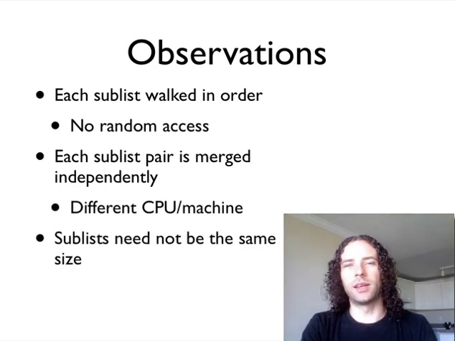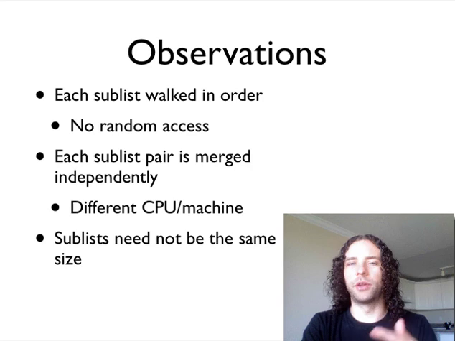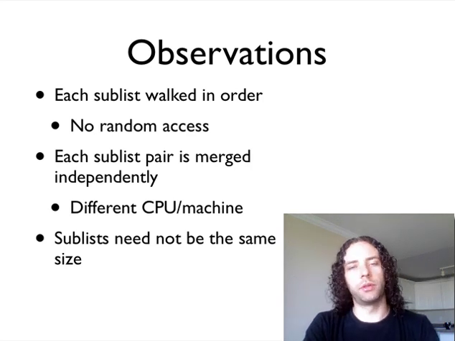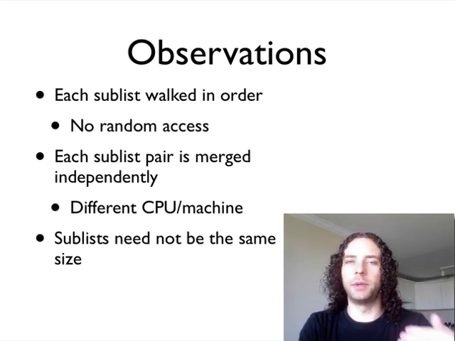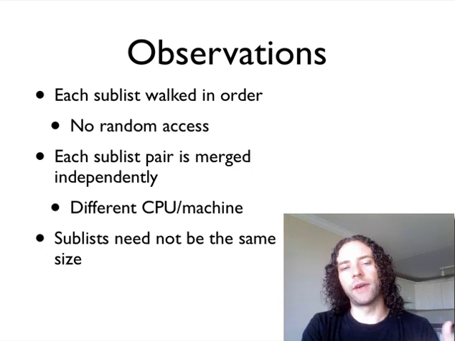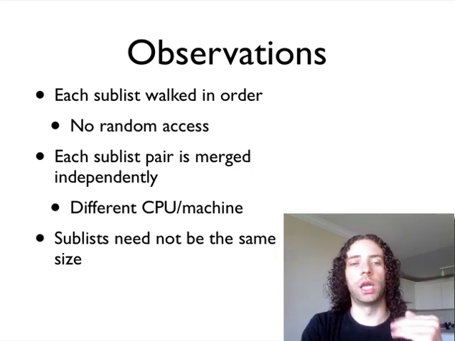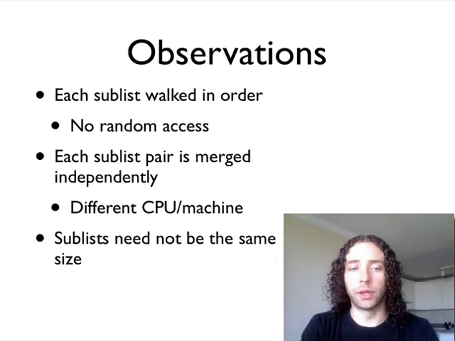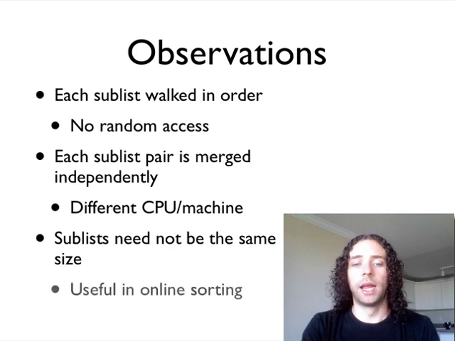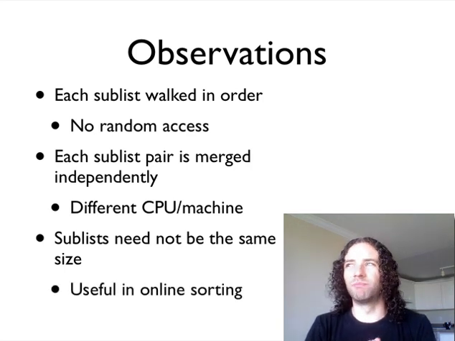And the other thing that is kind of an interesting observation, although it wasn't pointed out in the example, is that the sublists don't need to be the same size. Now this is part of how you can do things like building the online version of a merge sort. But it's not actually that interesting for the most part, because you're wanting to keep the sublists that you're merging roughly the same size.